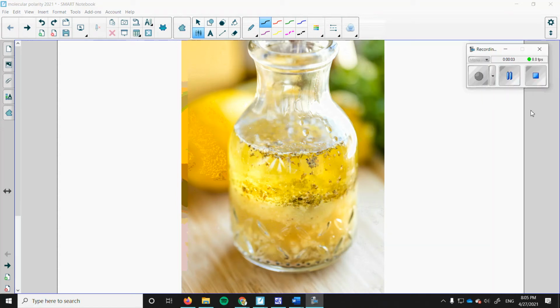In this video, we're going to be looking at molecular polarity. So what I have here is some salad dressing. In salad dressing, the main ingredients are typically oil and some kind of water or vinegar. And we all know that water and oil do not mix. So what's going on here? What is the reason that these two compounds do not mix very well?